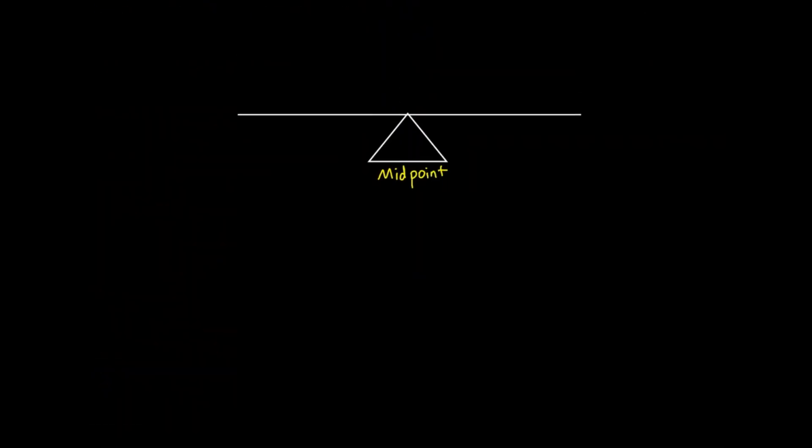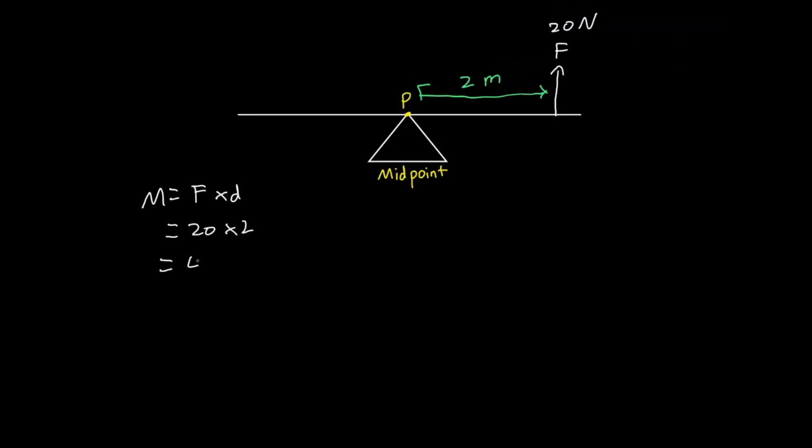So we have our pivot here. Let's call this point P, and let's say we have a force acting here. We call it F, and we'll give it a value of 20 newtons. And let's make the distance to be 2 meters. So what is the moment of this force? Well, the moment is equal to the force times the distance, which is equal to 20 times 2, which is equal to 40 Newton meters. It's as simple as that.